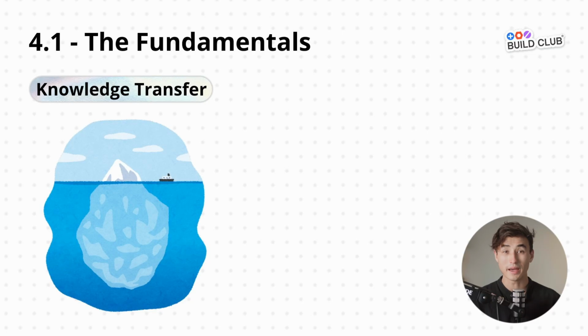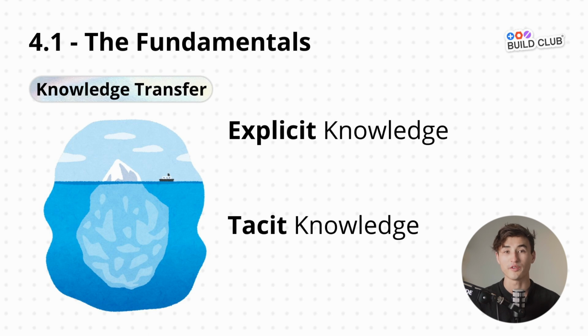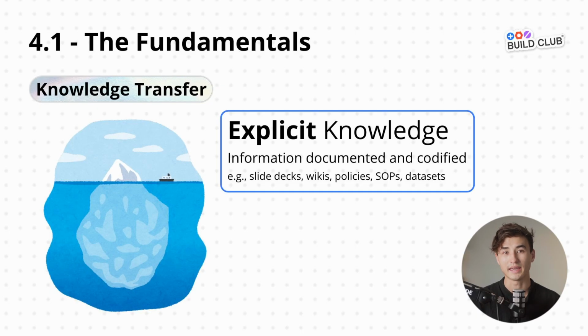I'll introduce some new concepts to you, so stay with me. Imagine we have an iceberg, most of which is submerged underwater. This iceberg represents the knowledge of your company. Above the surface, we have explicit knowledge. Below, silent, beneath the water, we have tacit knowledge. You are probably familiar with explicit knowledge. It is information that is documented and codified in fixed media for later use. Explicit knowledge can take the form of slide decks, Word documents, wikis, policies, SOPs, and datasets.